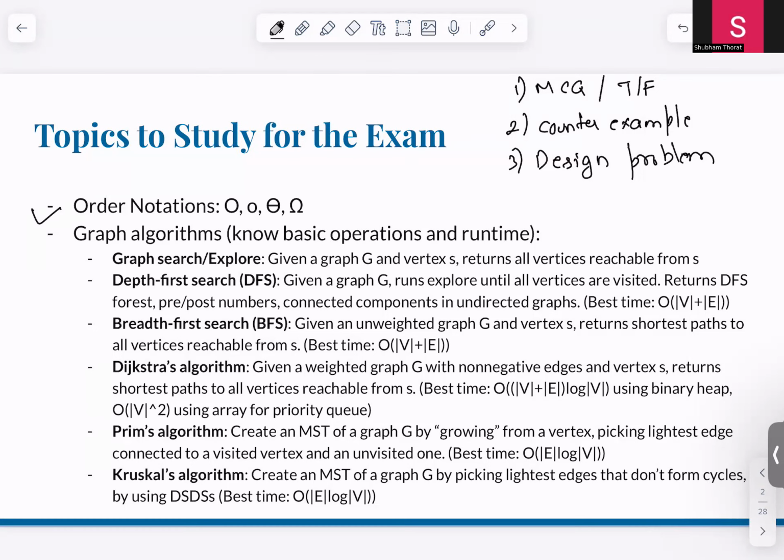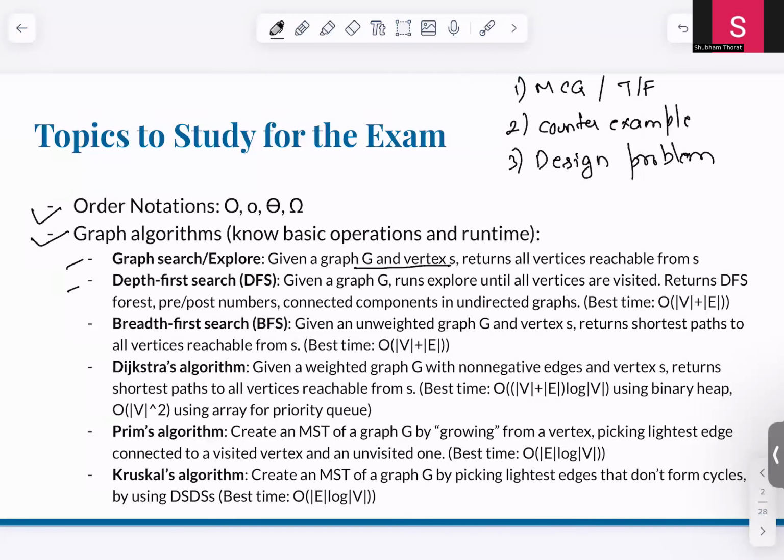So these are the graph algorithms that we have seen in the class until now. The first one is the explore algorithm, that is graph search. You're given a graph G and a vertex S, and it returns all the reachable vertices from that S. The main point to note here is this G and the vertex S. And then there is DFS, depth first search. DFS and BFS are graph search algorithms, so you have this bigger umbrella called search algorithms, and DFS and BFS are part of that.